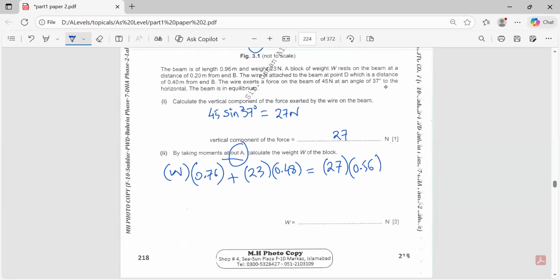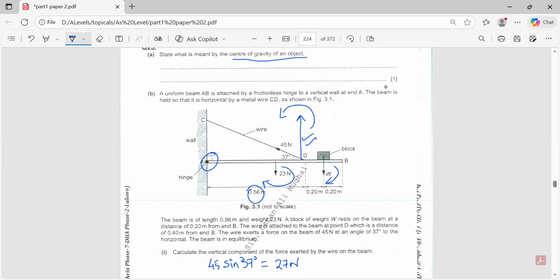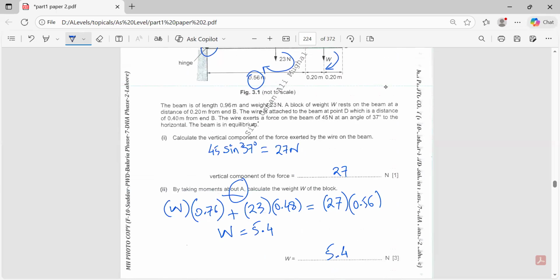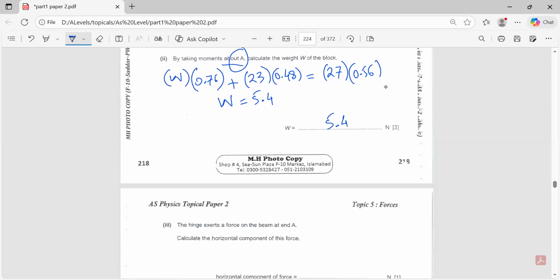So we will be solving this whole relation and our weight will be equal to what value? This whole weight will appear after solving this as 5.4 Newton. So this weight will be equal to 5.4 Newton. Actually, this is a question which is related to the principle of moments. Is this fine?